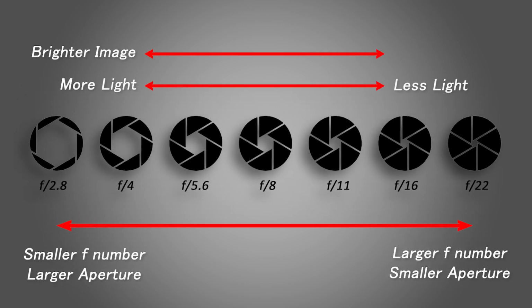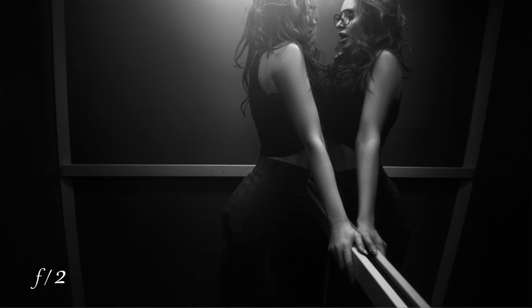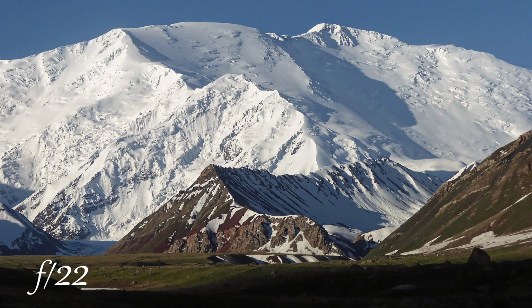This means that increasing the size of your aperture will make your image brighter. Decreasing will make it darker. So when you are in a darker location like shooting inside a building, you need to increase the size of your aperture to expose properly. And in brighter locations, you need to decrease the size of your aperture.